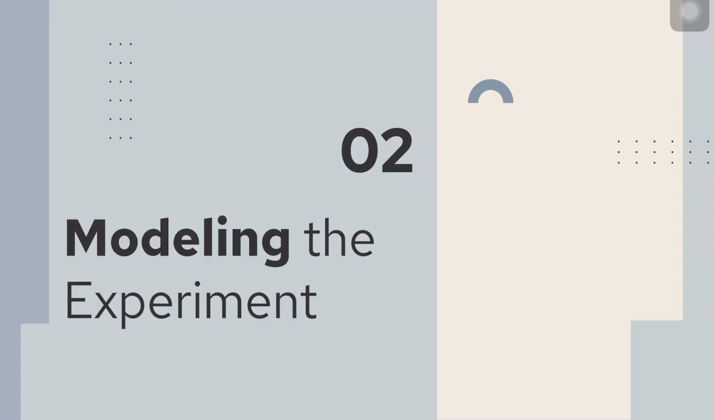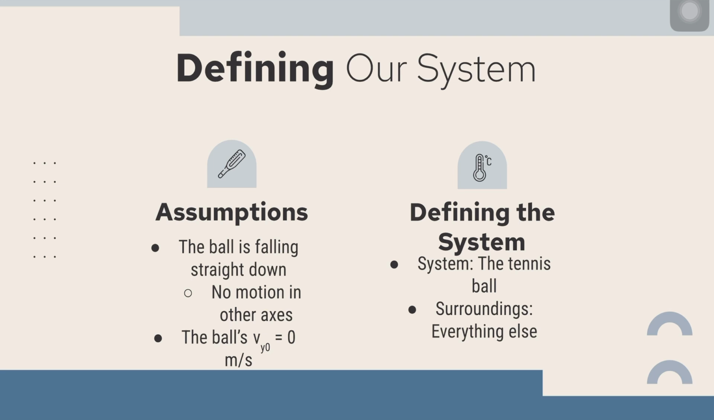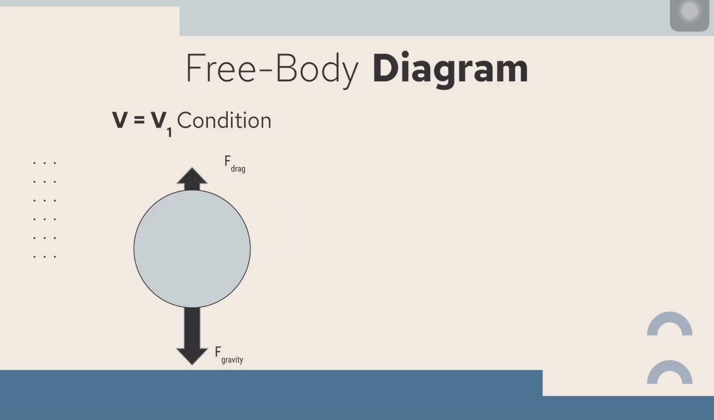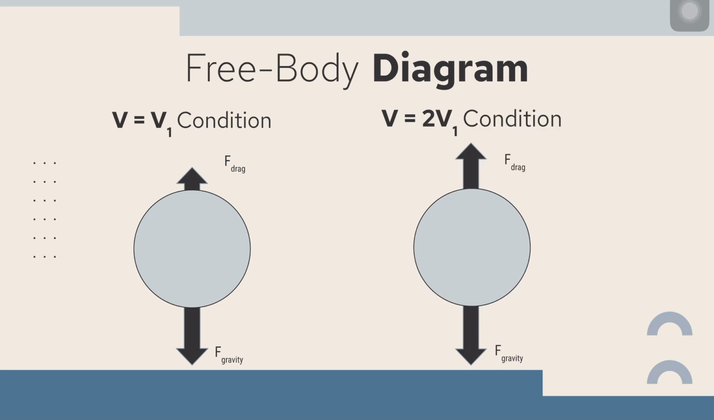So, modeling the experiment, our assumptions are the ball is falling straight down, and there's no motion in other axes such as the x or z axis, and the ball's initial velocity is 0 meters per second. And then defining the system, we see that the tennis ball is the system and the surroundings is everything else. So, in our diagram, we see that at the initial position, as it begins to fall, gravity is much bigger than drag. However, as time moves on, drag increases by the square of velocity.